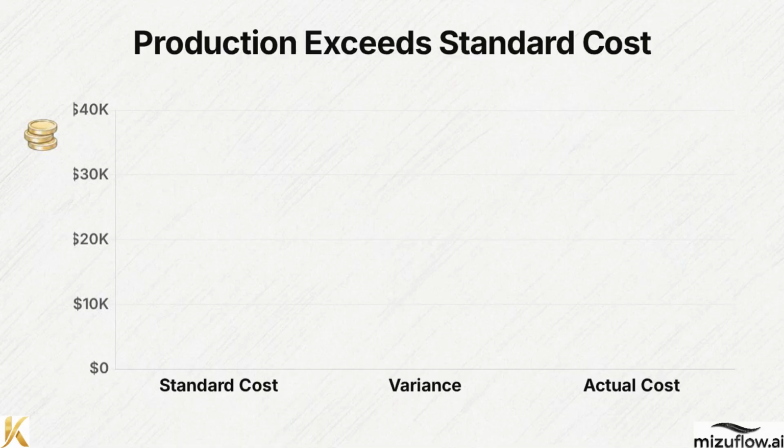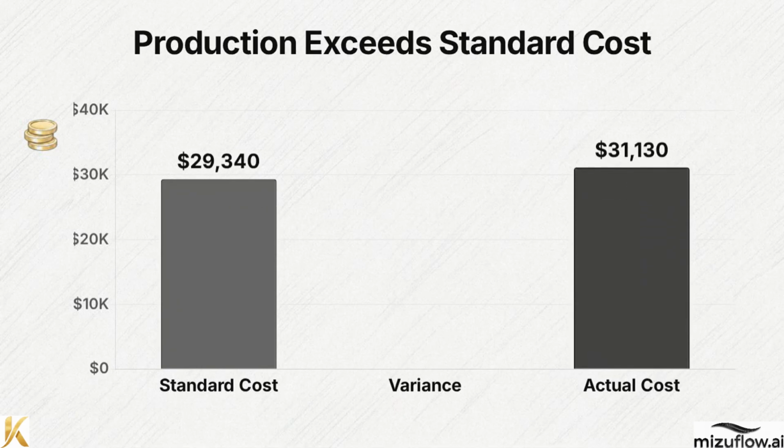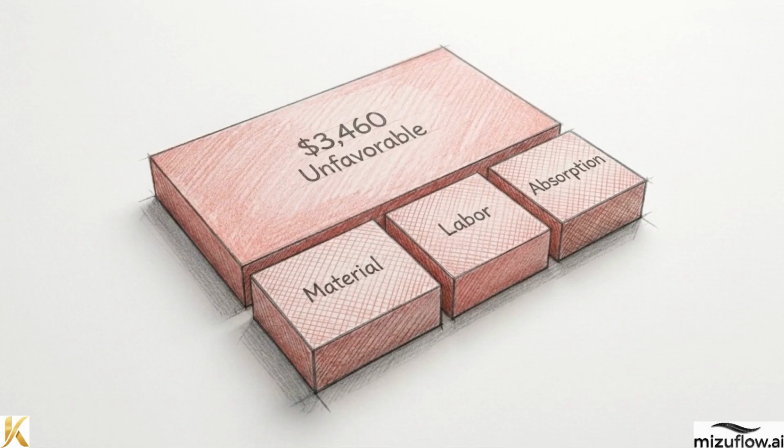Without proper variance analytics, hidden bottlenecks and absorption issues remain completely unresolved, silently eroding a facility's EBITDA shift by shift. This waterfall chart illustrates a specific production example. We start with a baseline standard cost of $29,340, but by the end of the run, the actual cost jumps to $32,800. That leaves us with a $3,460 unfavorable delta. Executives need to know the exact operational failures that created this gap.